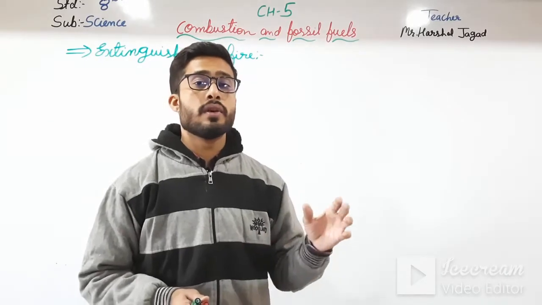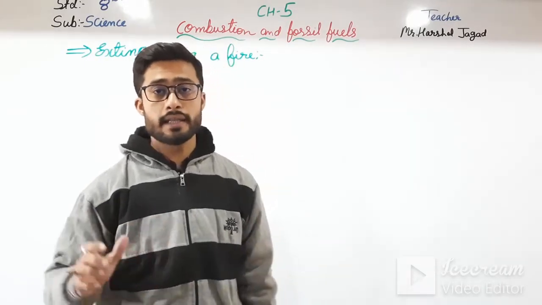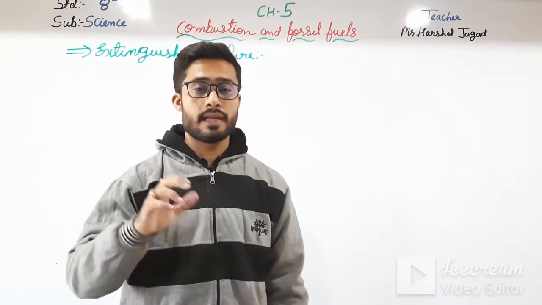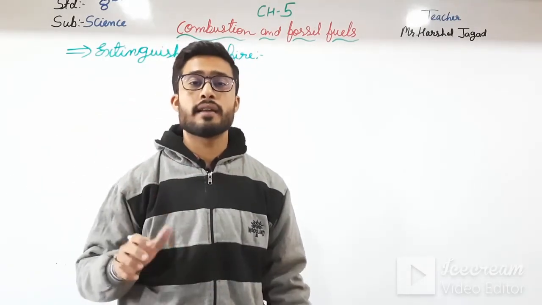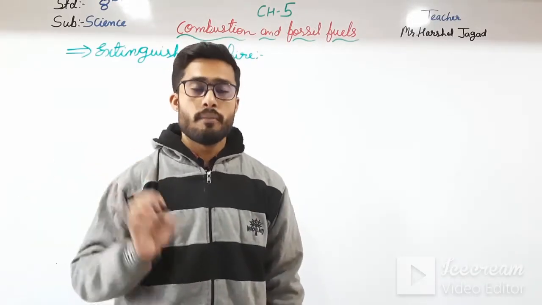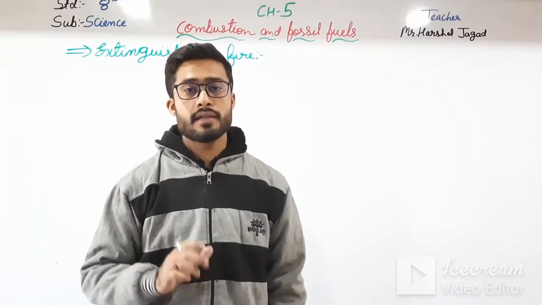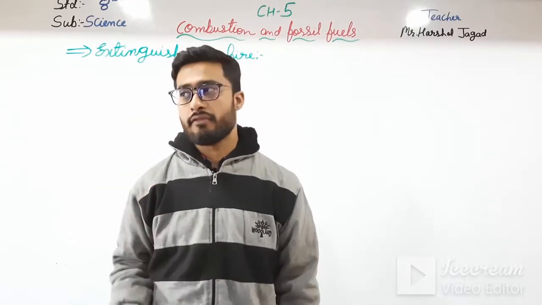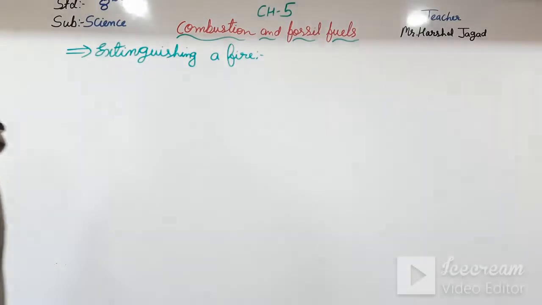In school you have seen the big red metal containers with CO2 inside. When there is a fire, it is opened and held over there, so the fire will blow out. Okay students, so there are some methods to extinguish a fire. Let us see the methods one by one.